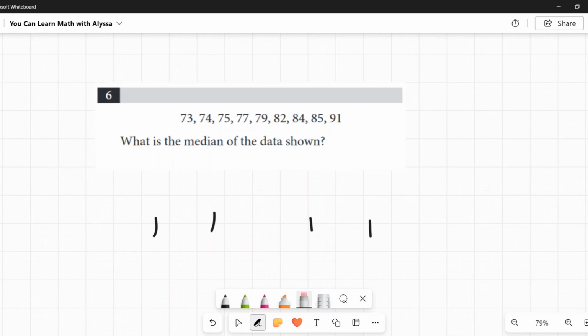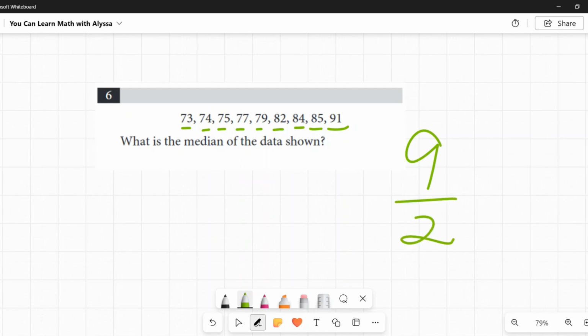So it's just the number that's physically in the middle of the list, or if there's not a single number, you take the number left and right of what would be the middle and you average them. So let's see how many numbers are in this list. 1, 2, 3, 4, 5, 6, 7, 8, 9. That is an odd number, so there will be a number in the middle of the list. The way you find that number is you divide this by 2. 9 divided by 2 is 4.5. You round it up.